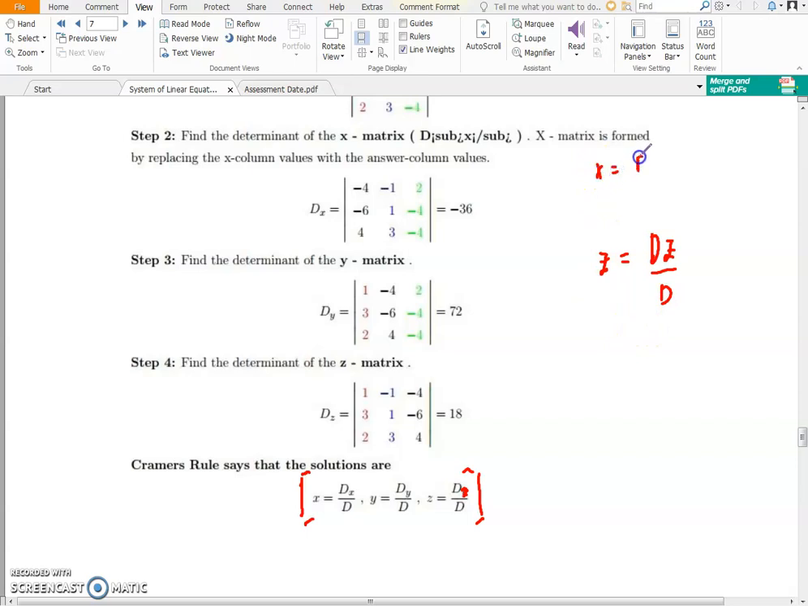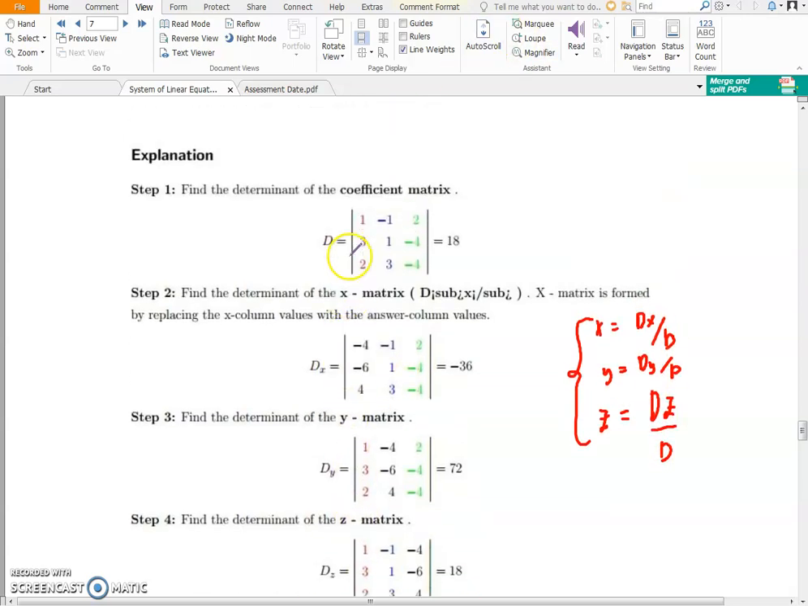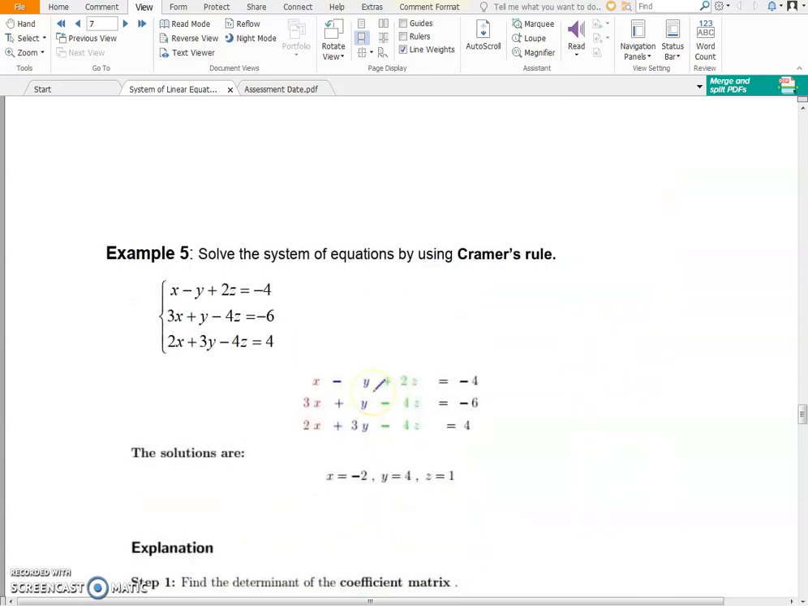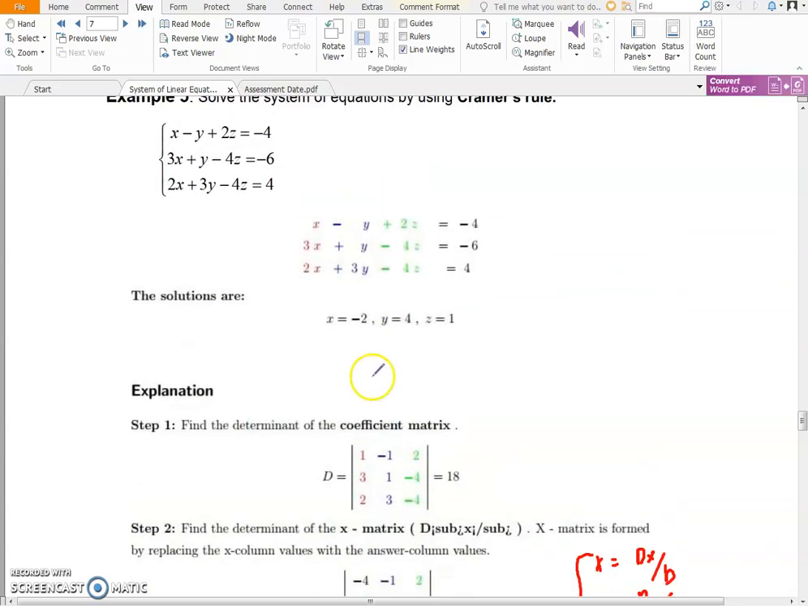X is equal to dx over d. Y is equal to dy over d. This is the formula for you to get Cramer's rule. But the discussion that I'm going to bring here is how to find the value of dx, dy, dz, and also d. So we are going to find all those 4 things. You can refer to the notes later. I think it's better for us to get into the whiteboard now.